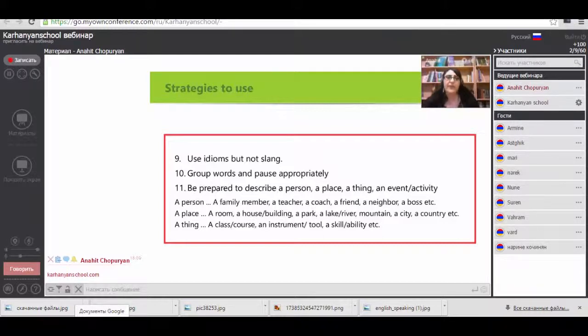Okay. Then be prepared to describe a person, a place, a thing, an event, and an activity. So now I will recommend you to take a sheet of paper and a pen and write down all the topics that are written here, because mostly in independent task 1 you will have to give the answer to the following question about a person. You can have a family member, a teacher, a coach, a friend, a neighbor, and a boss.